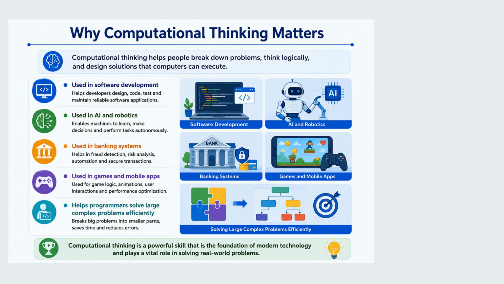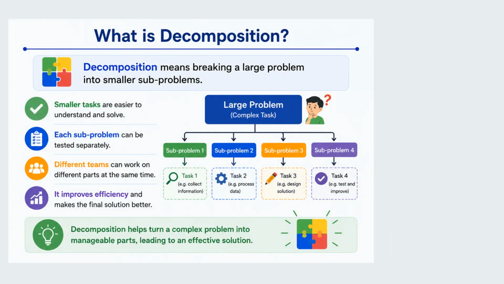Computational thinking is used in many areas of technology. Software developers use it to build applications and websites. It is also used in artificial intelligence and robotics. Banks use computational thinking in ATM systems and online banking. Game developers and mobile app creators also depend on these skills. Computational thinking helps programmers solve complex problems efficiently.